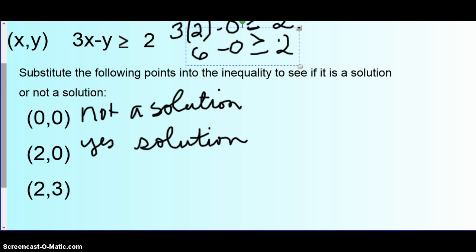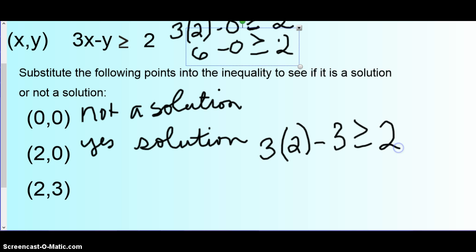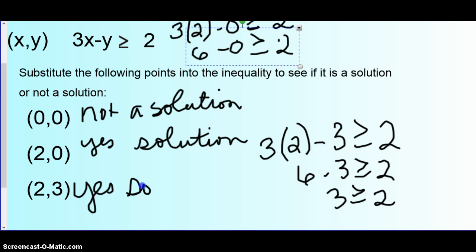So looking at the last one, we've got x is equal to 2, y is equal to 3. I'm going to write the equation down here. So we've got 3 times 2 minus y, which is 3, is greater than or equal to 2. We've got 6 minus 3. 3 is indeed greater than or equal to 2. So yes, it is a solution.